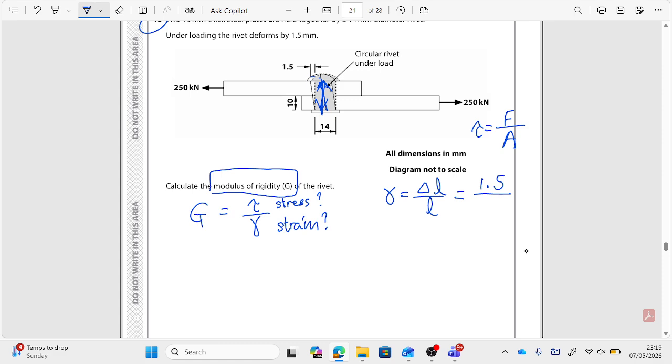They are in millimeters. If you divide millimeter by millimeter, you should get the same answer as if you converted them into meters, so I won't bother with that. Millimeter and millimeter cancel out anyway, so it becomes unitless, and it's 0.075. Okay, so we got this now. Now we need to work out tau, F over A.